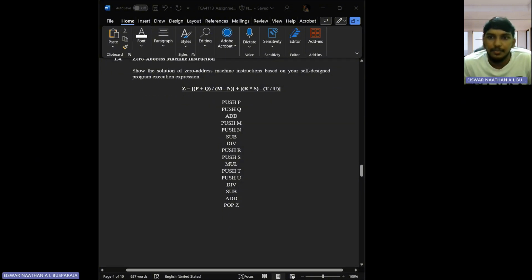To summarize, I have presented the postfix notation, the stack diagram, and the zero address machine instructions for the given expression. Each step demonstrates how operations are systematically handled in computer architecture.